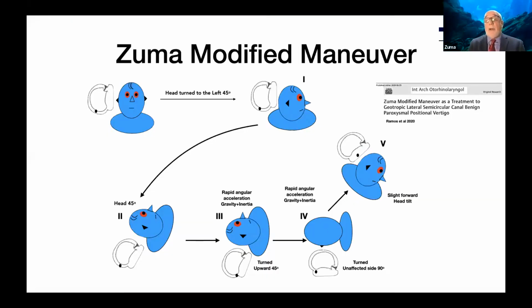So a lot of my peers told me, I perform a Zuma maneuver no matter what the variant, apogeotropic or geotropic, I do the same. Well, last year we published this paper. We studied how we can use the same maneuver for geotropic. We just modified the first position.